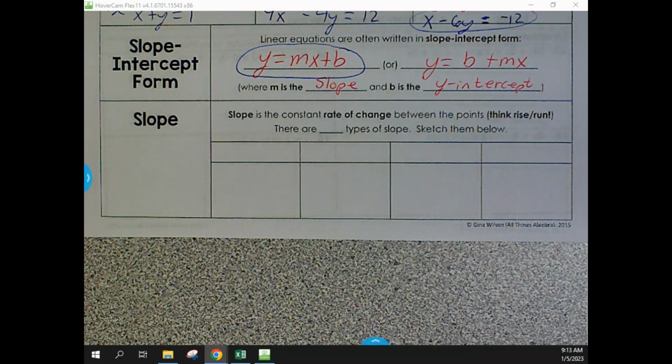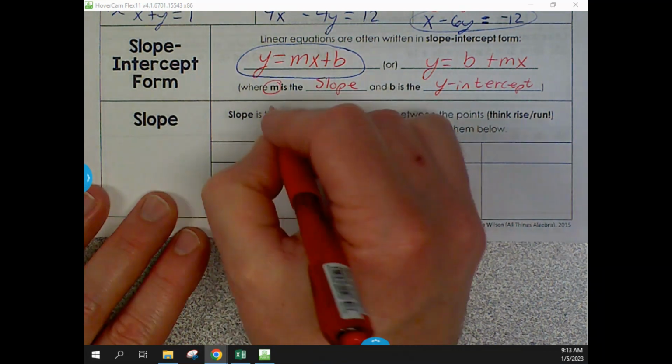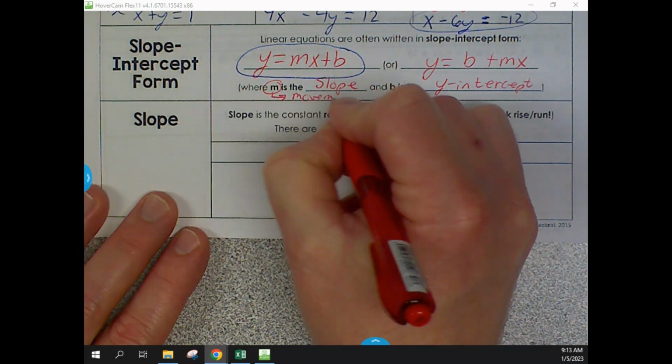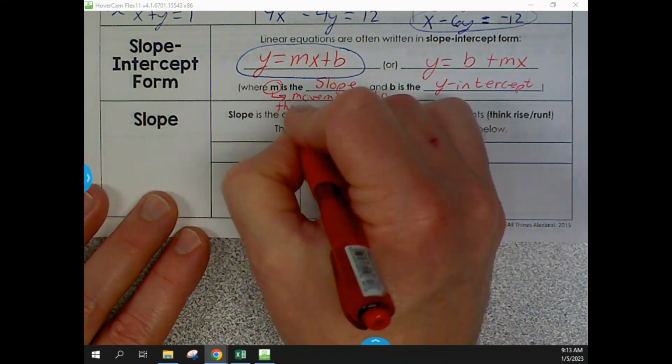And I don't know if this is a reason or not, but this is what made sense in my head. The m in this case, when you talk about m being the slope, I think about that as the movement to the next point.